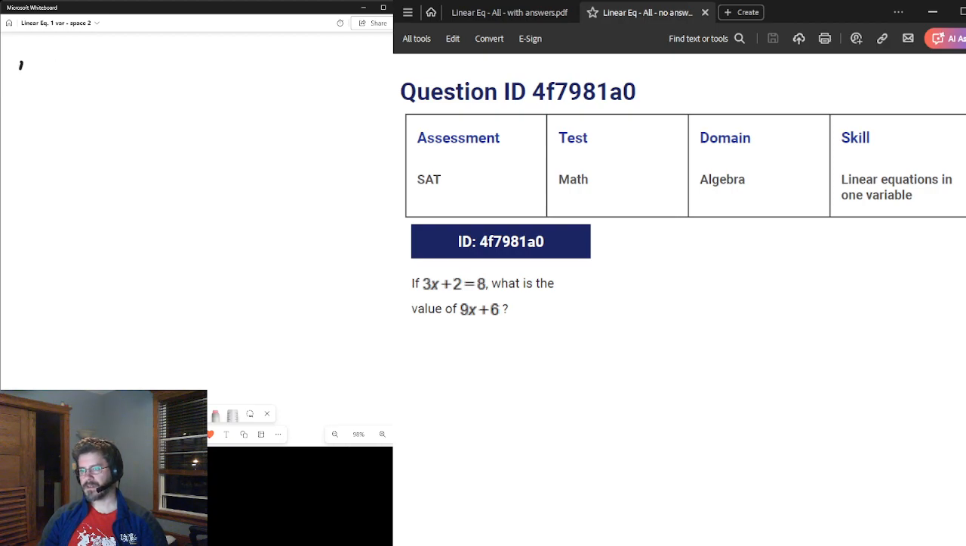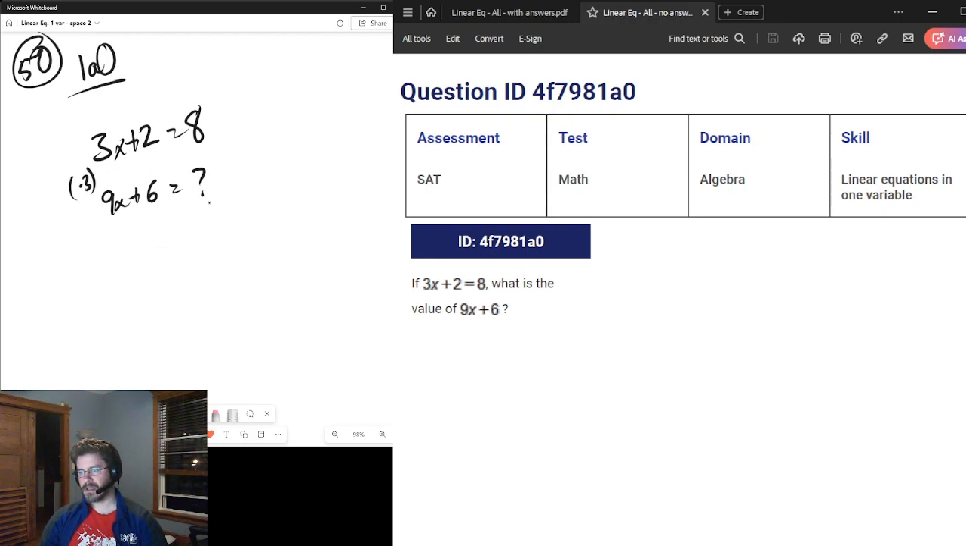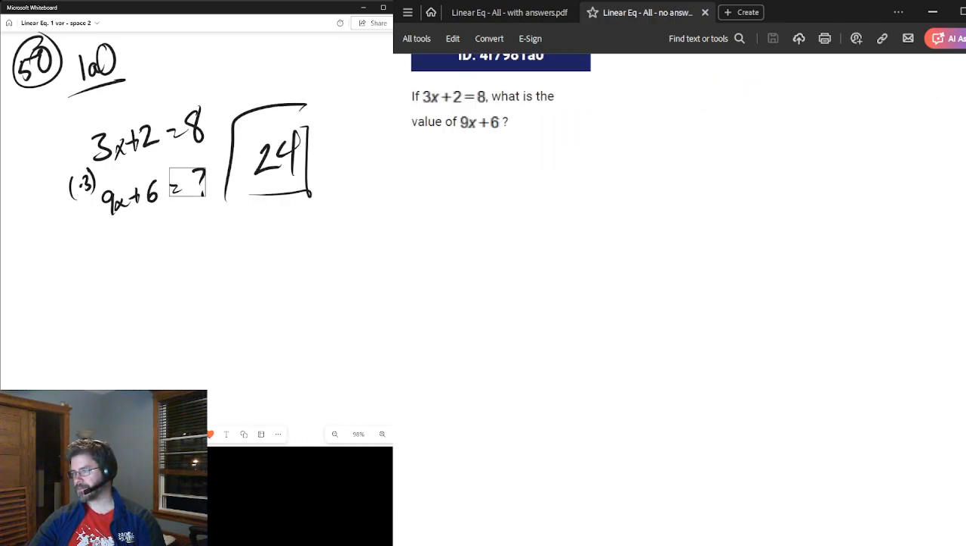We got question 50, ending 1A0. 3x plus 2 equals 8. 9x plus 6 equals what? We're seeing quite a few of these. This is times 3. 8 times 3 is 24. Sorry, didn't like the way that looked. There we go, 24.